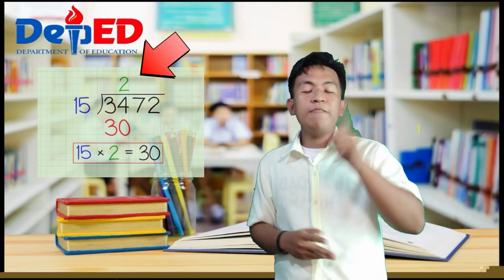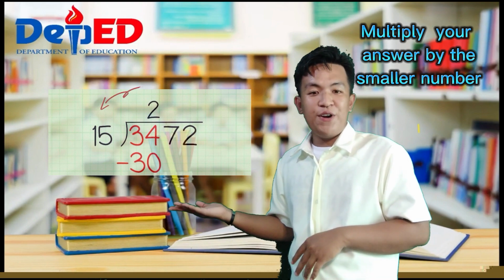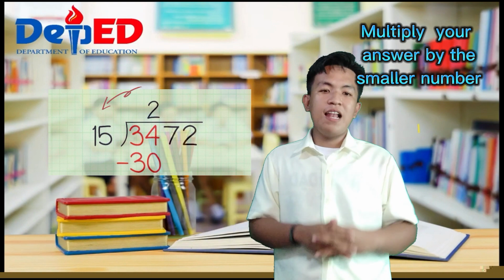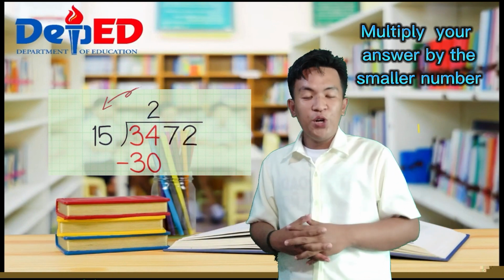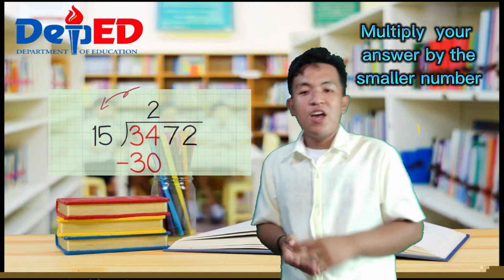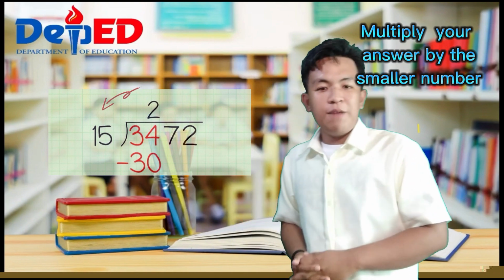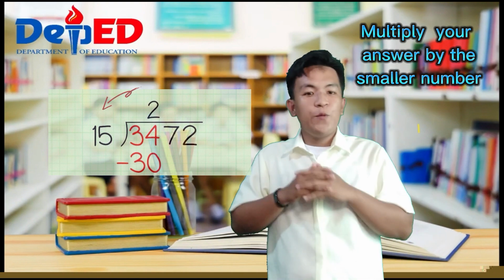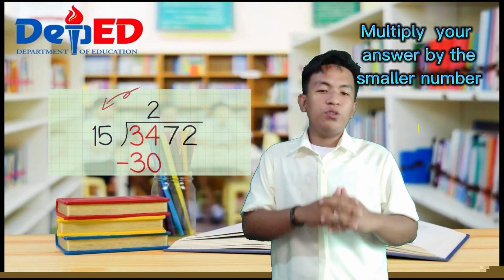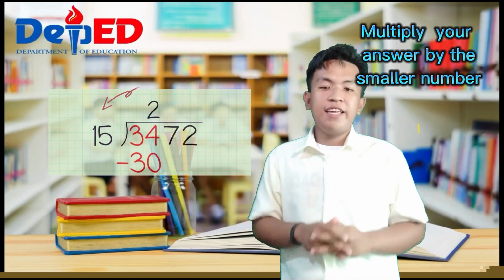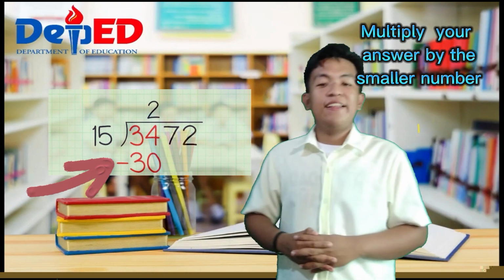The next step, multiply your answer by the smaller number. This is the same as a normal long division problem, except we'll be using two-digit numbers. Your answer was 2, and the smaller number in the problem is 15. So, we calculate 2 times 15, which is equal to 30. Write 30 underneath the 34.